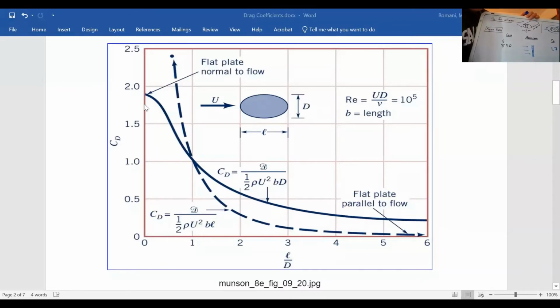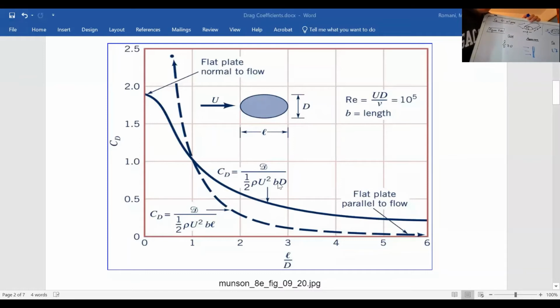Okay, what area are we talking about then? If you work your way down, the area is going to be B times D. There's the coefficient of drag defined for this term, and the area is B times D.